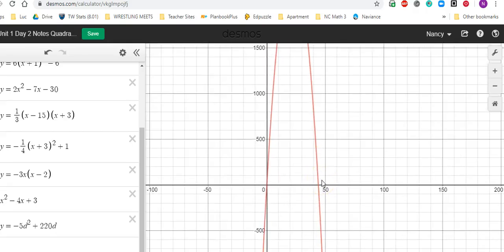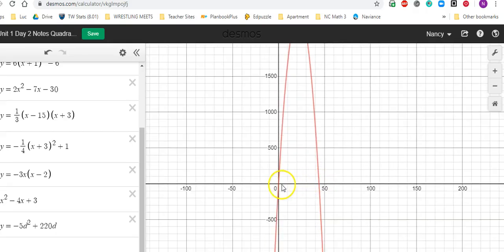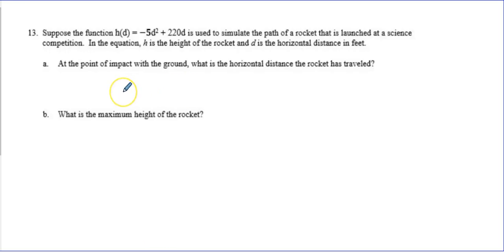So the rocket is launched here. This is ground. The x-axis is always ground level. So it's launched and it goes up in the air and then it comes back down, and where it hits the ground is right here at 44. So that would be the distance that it's traveled. The horizontal distance that it's traveled is from 0 to 44. So your answer here would just be 44 feet. So we really just had to look at the graph.